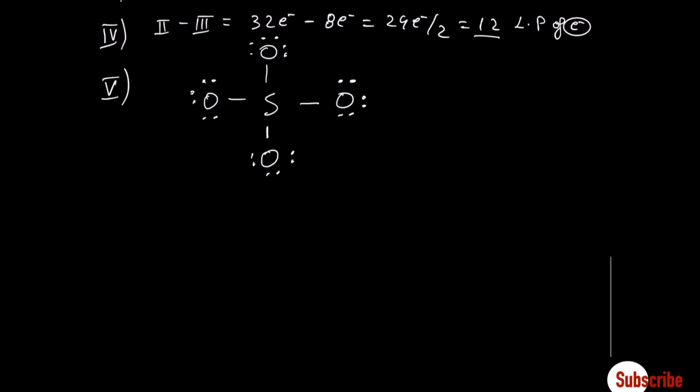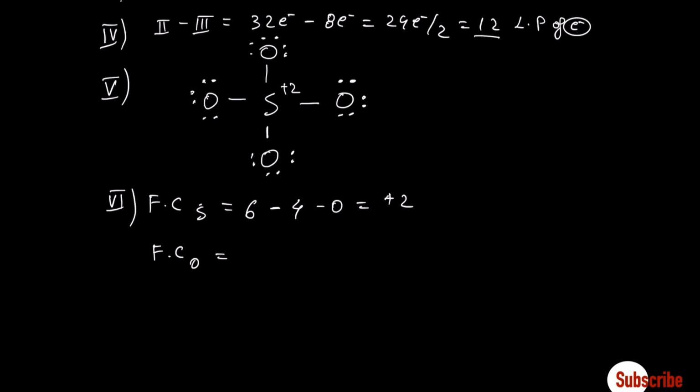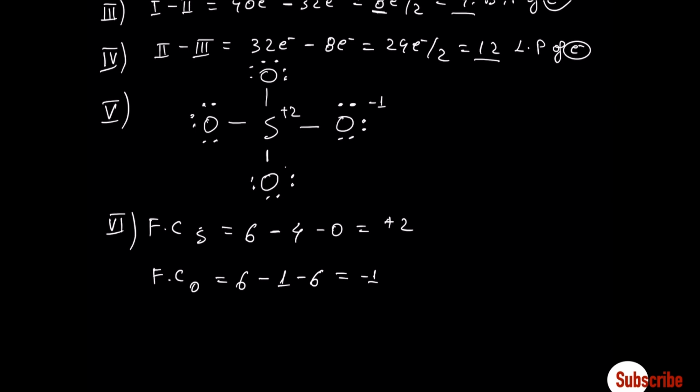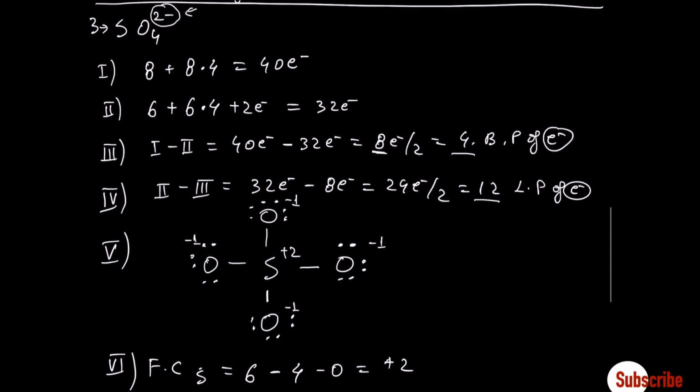The final step is to calculate the formal charge. Formal charge for sulfur: sulfur is group 6 minus 4 bonds minus 0 unshared electrons equals +2. So we have a +2 here. Formal charge for oxygen is group 6 minus 1 bond minus 6 electrons equals -1. So in this case we have a -1 here, -1 here, -1 here, -1 here. And we see that the charge of the ion is -2: 4 times -1 plus 2 means a total of -2.